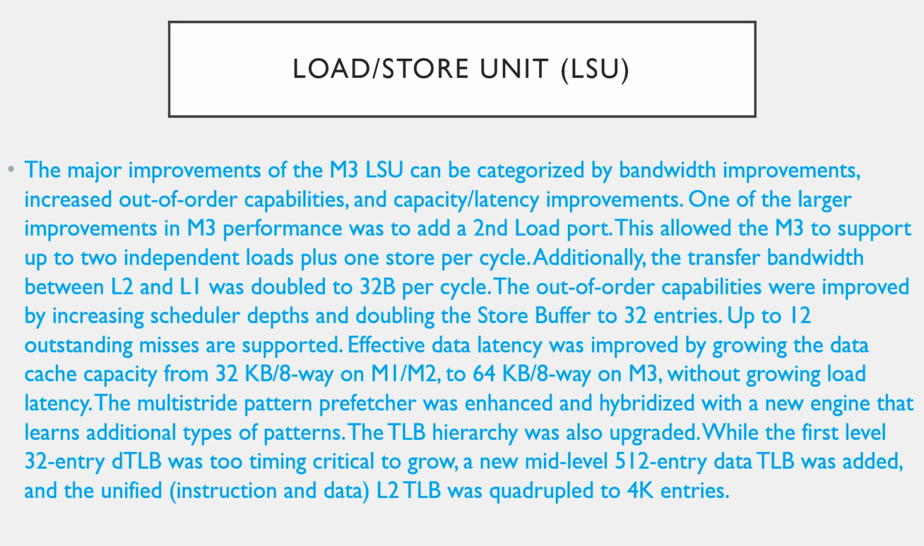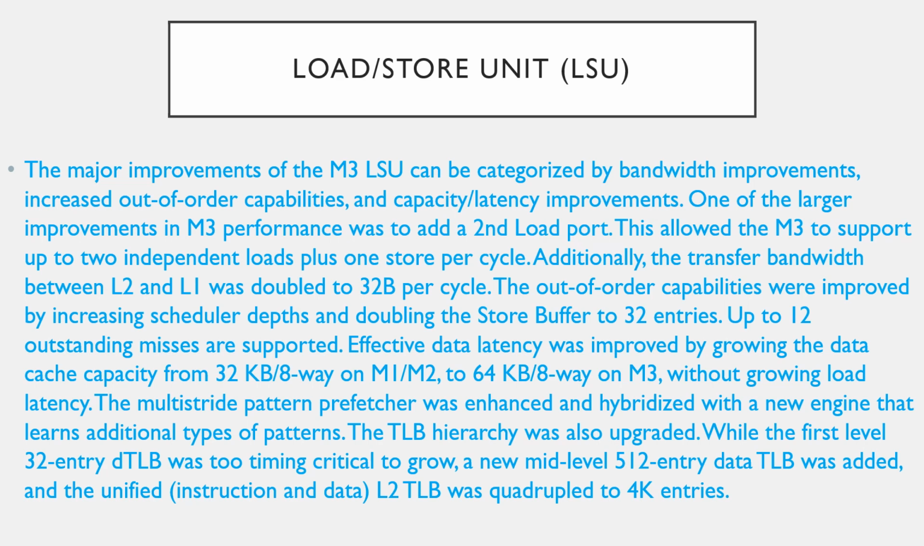Load store unit. The major improvements of the M3 LSU can be categorized by bandwidth improvements, increased out of order capabilities, and capacity and latency improvements. One of the large improvements in M3 performance was to add a second load port. This allowed the M3 to support up to two independent loads plus one store per cycle. Additionally, the transfer bandwidth between L2 and L1 was doubled to 32 B per cycle.